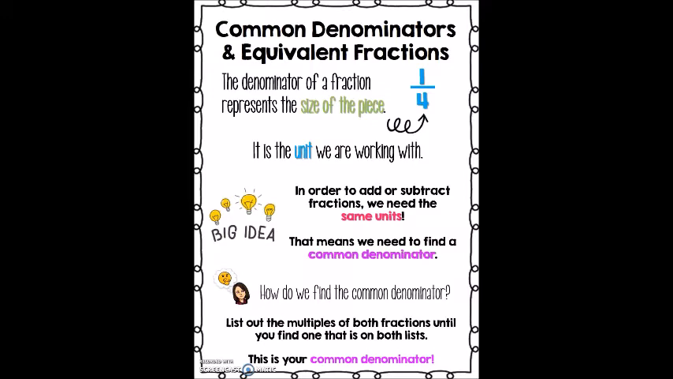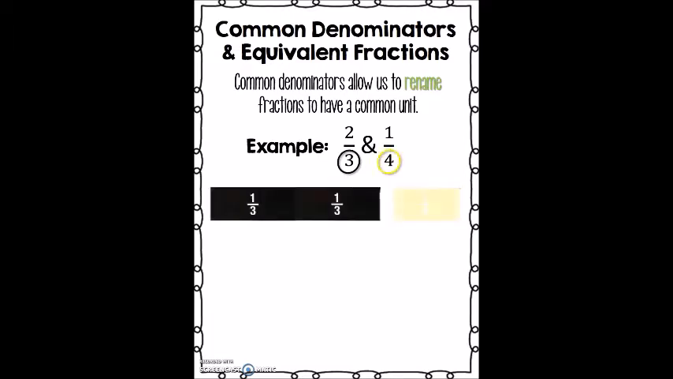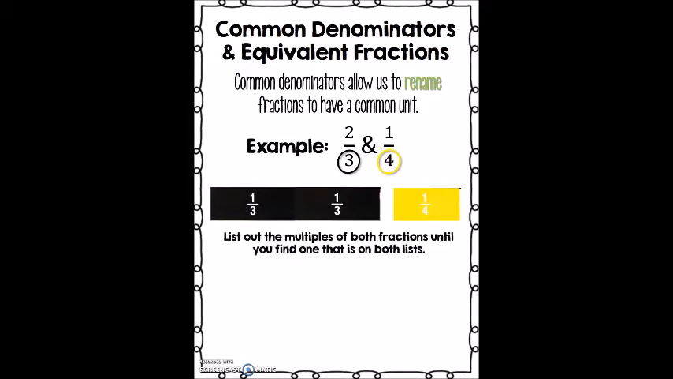So let's take a look at how we can make this work with an example. Again, common denominators are going to allow us to rename or rewrite fractions so that they have a common unit. So for example, let's say we had the fractions 2/3 and 1/4. I see a denominator of 3 and a denominator of 4. I can model that using fraction tiles by 2 1/3 sized pieces and 1 1/4 sized piece. So first, I need to list out the multiples of both of those denominators until I find one that's on both lists. So that will become my common denominator.